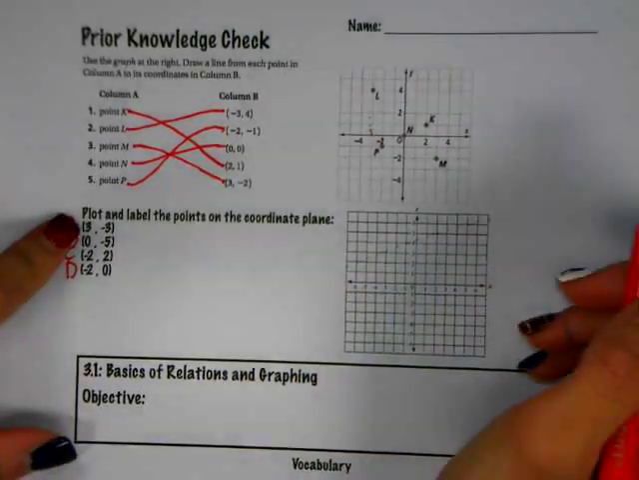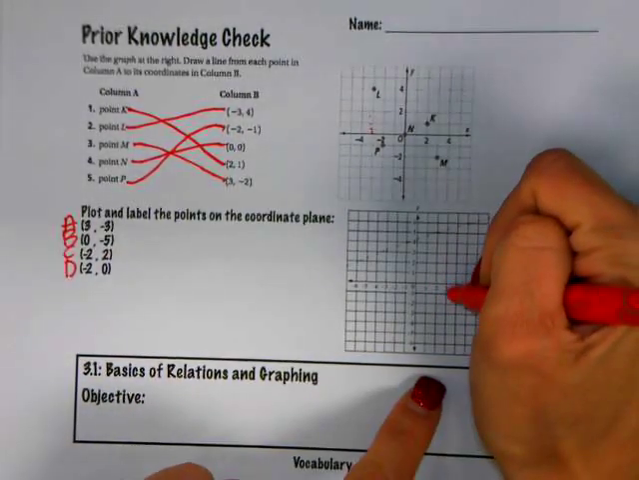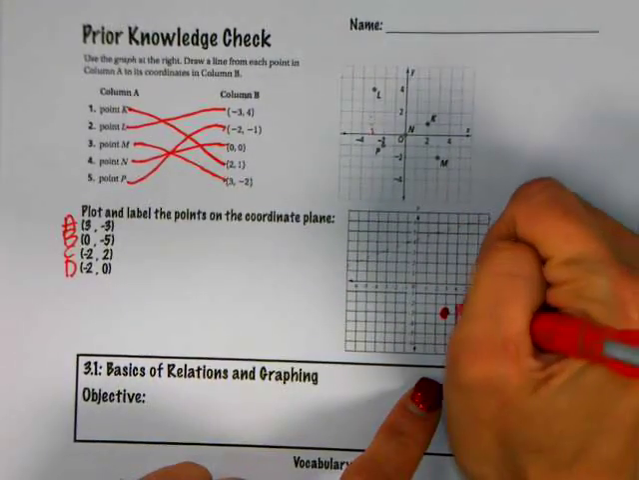So for A, it's 3, -3. So you're on the horizontal, you're going to go to +3. And then down to -3 on the vertical. So it's going to be right here. So it's going to be point A.